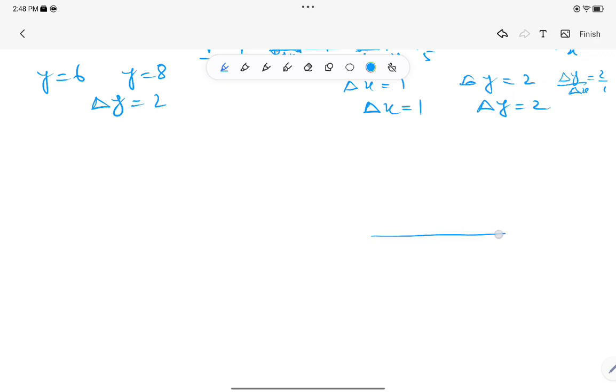Suppose this is x and this is y, and you have a line like this. Another line you have, again with x and y, like this, 1 and 2. Which of the two is more steep? Definitely 2. 2 is more steep. Imagine as if this is a mountain, a hill.